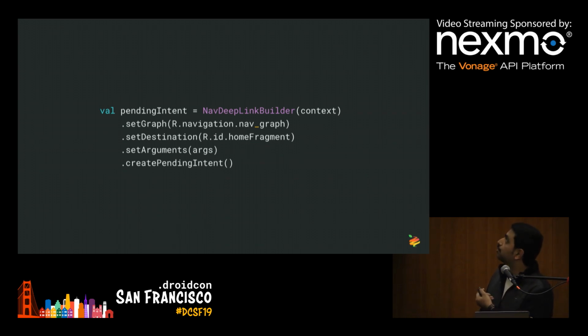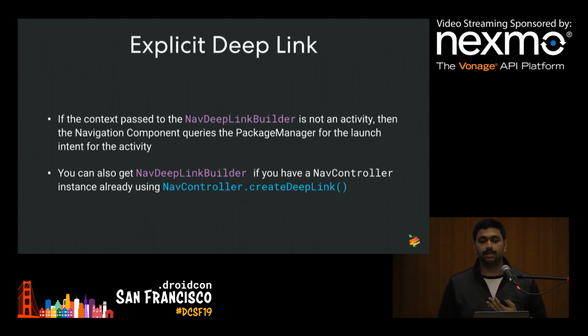What does this mean? I mean, the context matters a lot. If you're passing in an activity's context, then that activity will be used to launch your application when the pending intent is used. But if you're passing in a context from a view, then it's not really possible to open up your destination. So that's when Navigation components will query the package manager for your launcher intent, and then it will open up your app and then go to your destination from there.